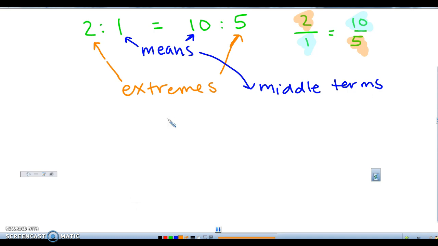The extremes are the first and last terms. Kind of like when we talk about measures of central tendency, they're kind of like the outliers. Except they are in our data set and they do make sense, and they're in our proportions and we have to use them and like them. Okay.